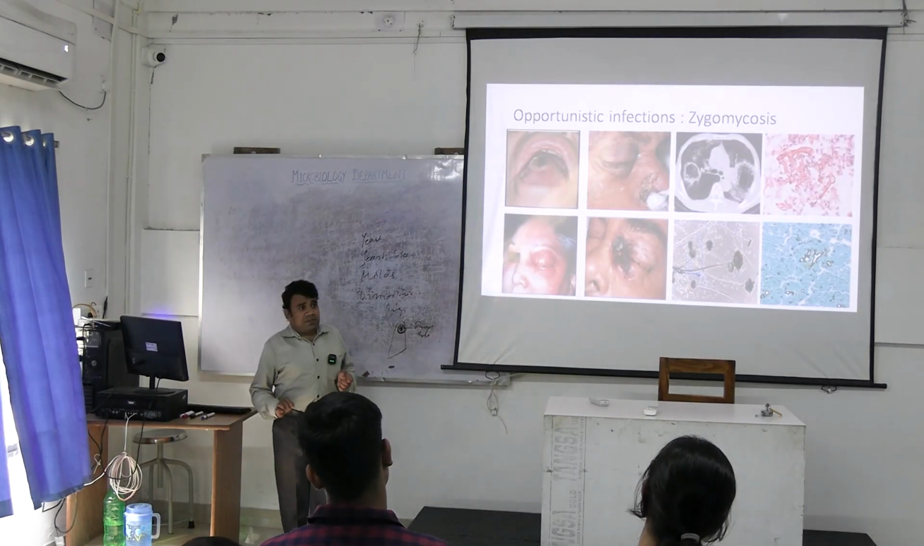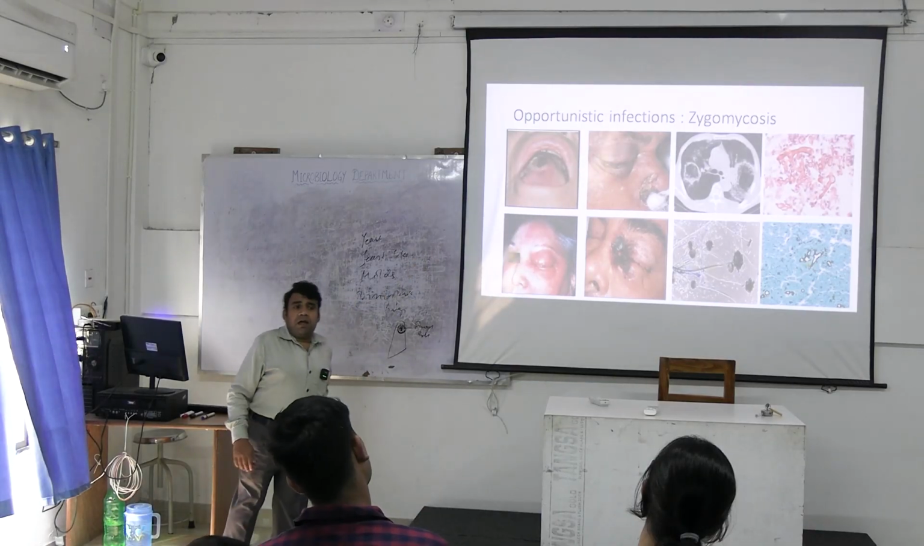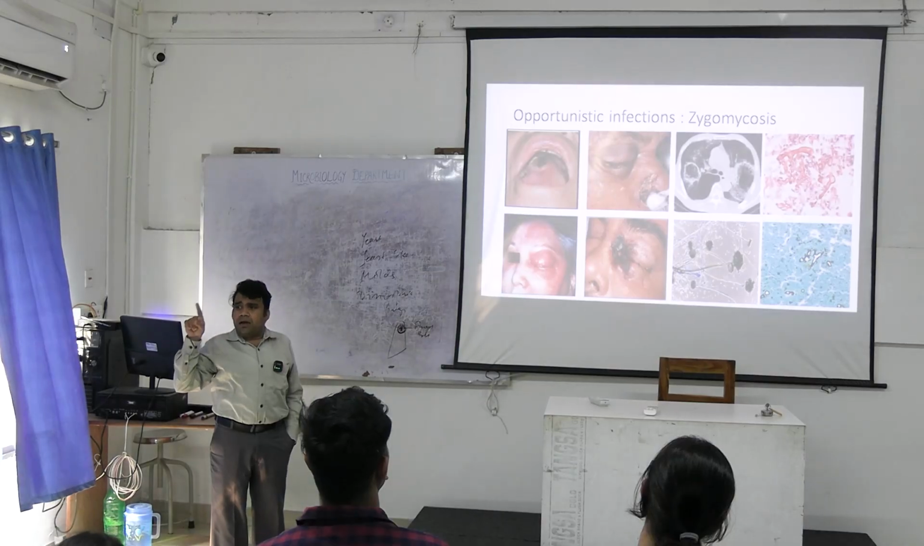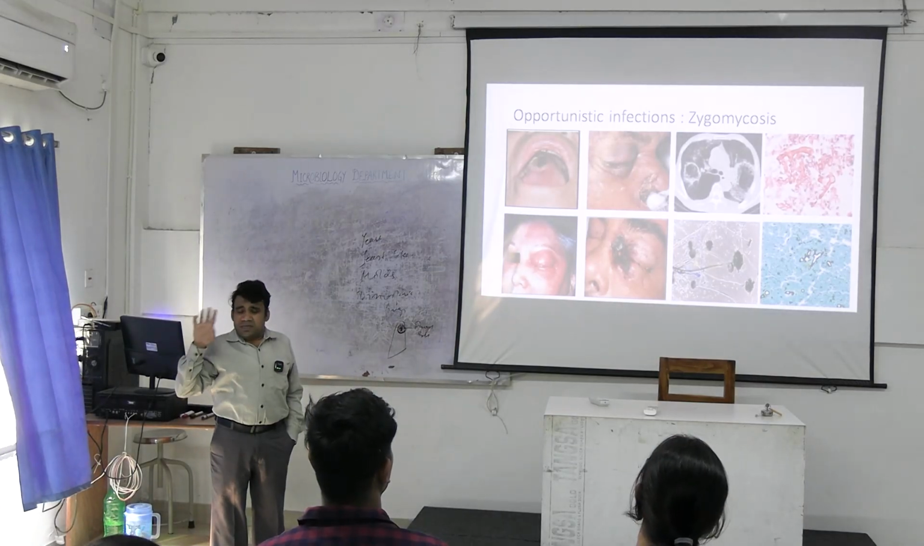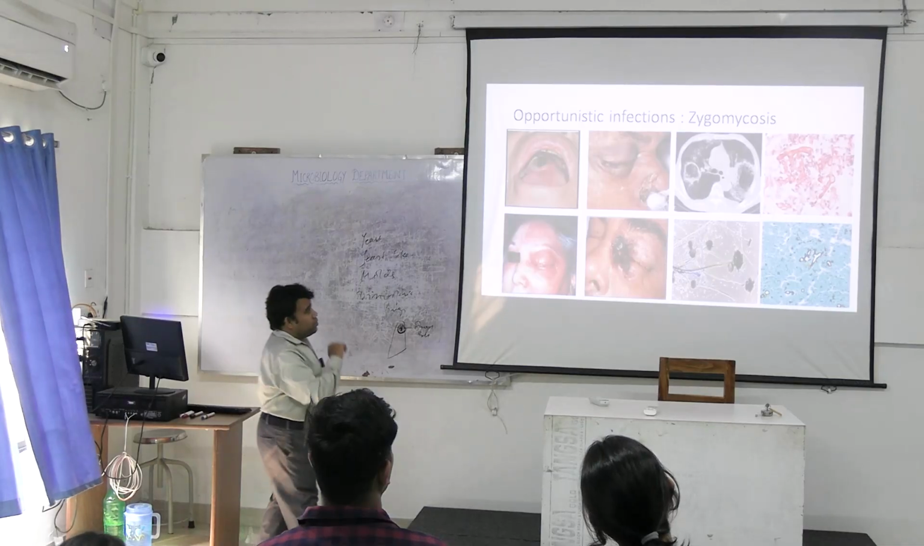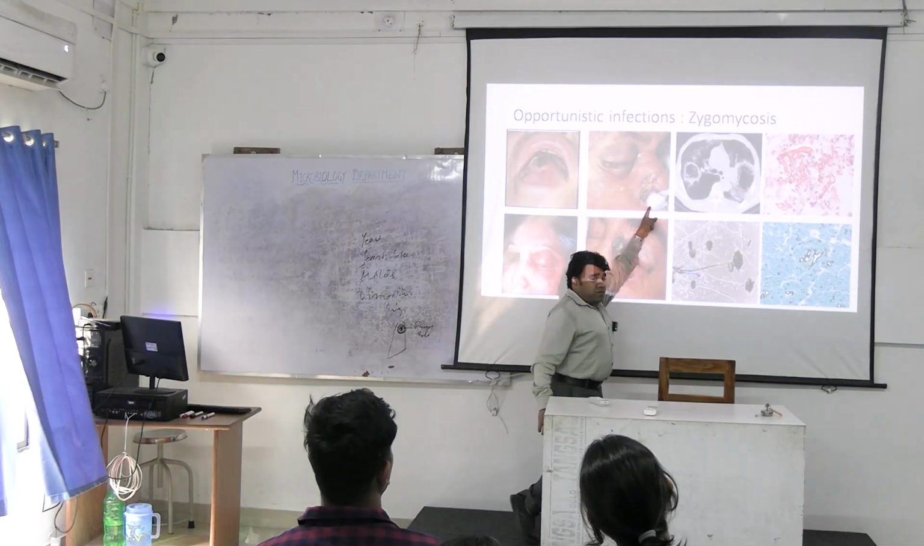Now look over these pictures. On the left hand side, you can find on the soft palate of the patient there is a black color ulcer. There is an ulcer with a black ulcer bed. That is the black color of zygomycosis infection. In this picture, if you see, this is the infection of the nose.